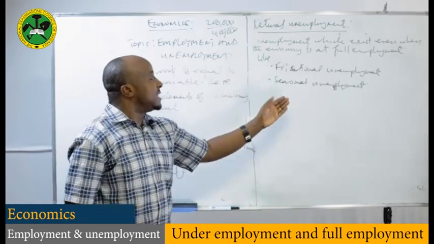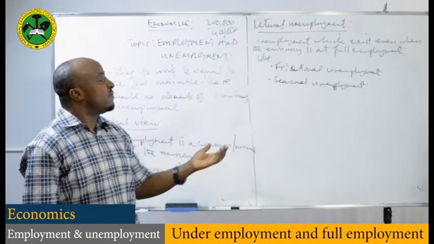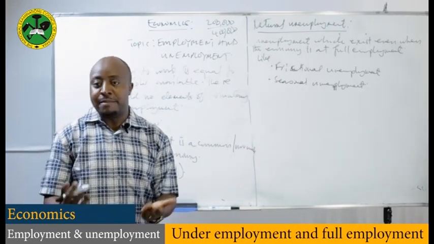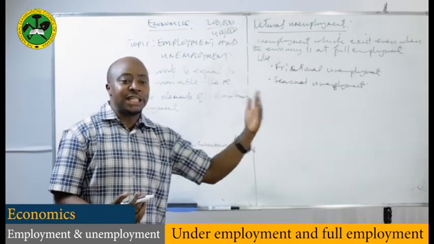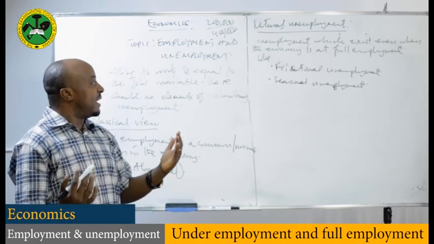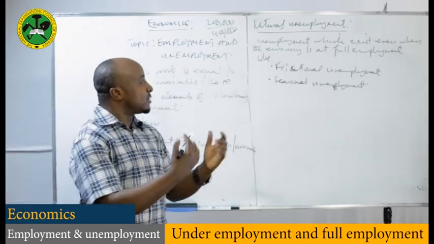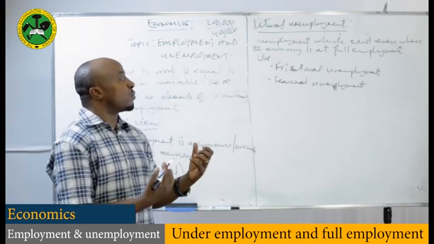Seasonal means this unemployment usually occurs due to changes in seasons, especially for those activities which we call primary activities. They depend much on climate and weather. For example, agriculture, mining, fishing, tourism. These activities depend much on climate. So when seasons change, we expect production of those activities to change, which can also cause unemployment.